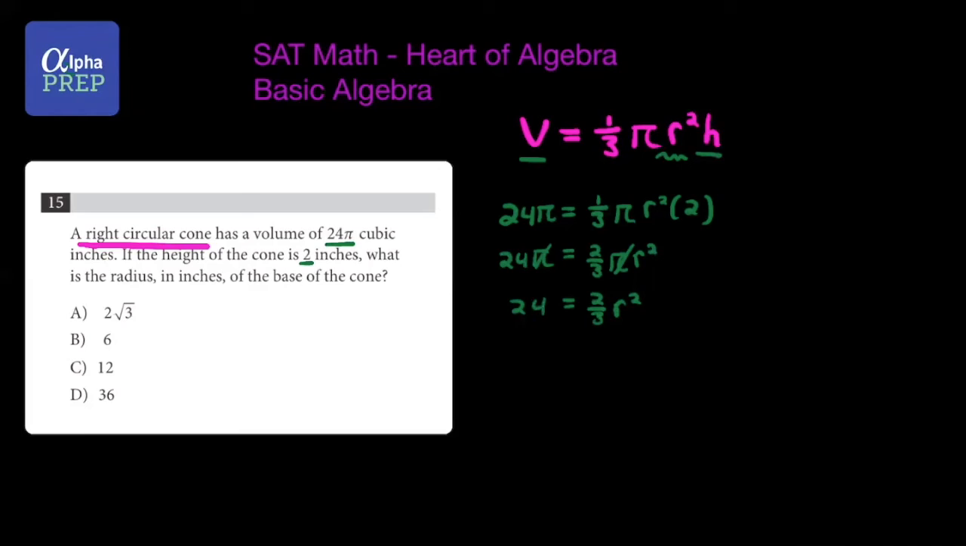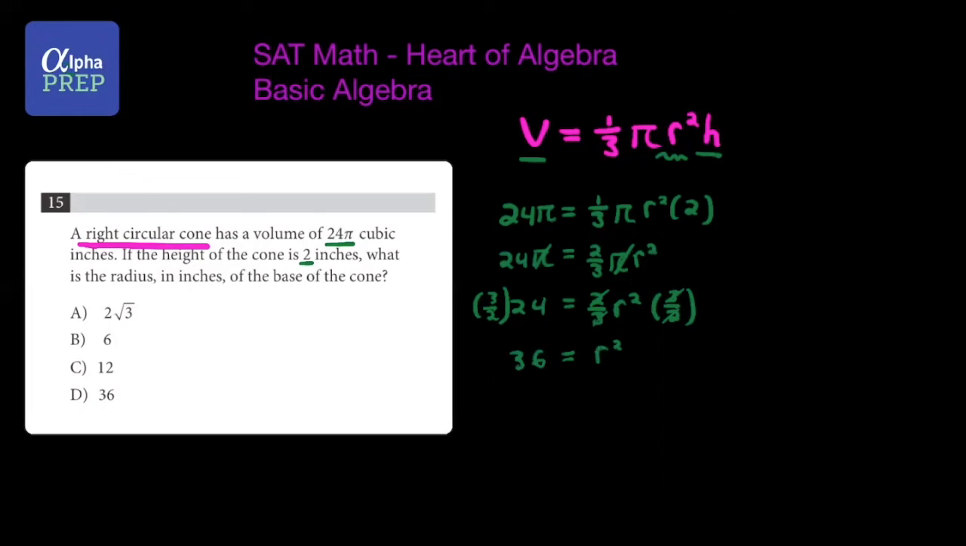So our next step in isolating that r is going to be getting rid of the 2/3, and we can do this by multiplying by the reciprocal 3/2. Notice that the numerators and the denominators are going to cancel. And so on the left-hand side, we're left with just r squared, and on the right-hand side, we have 36.